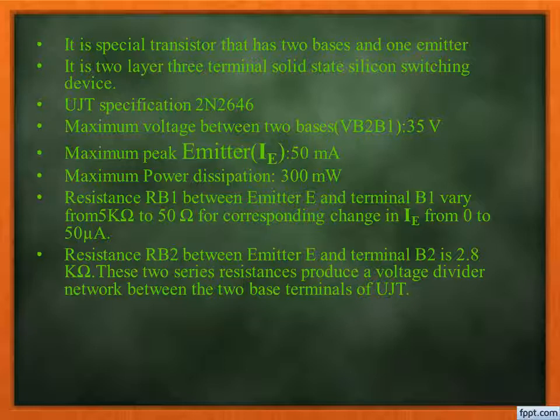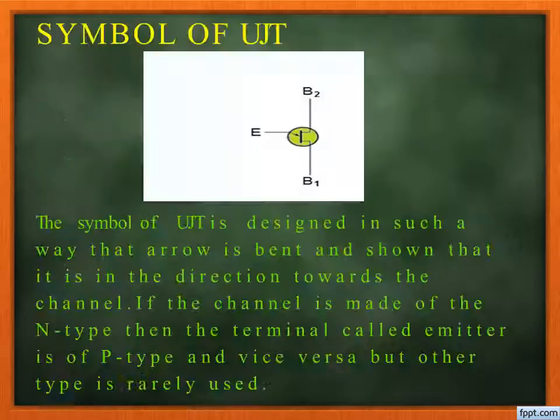The resistance RB1 between emitter E and terminal B1 will vary from 5 kilo ohm to 50 ohm for a corresponding change in emitter current from 0 to 50 microampere. The resistance RB2 between emitter E and terminal B2 is about 2.8 kilo ohm. These two series resistances produce a voltage divider network between the two base terminals of UJT.